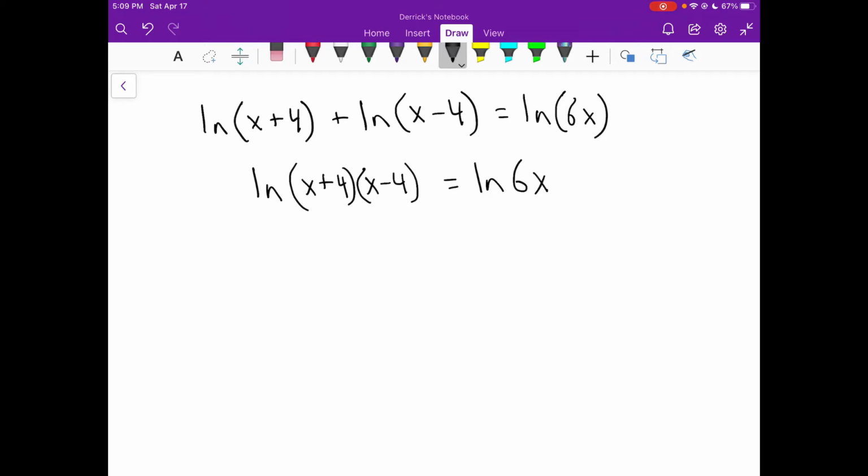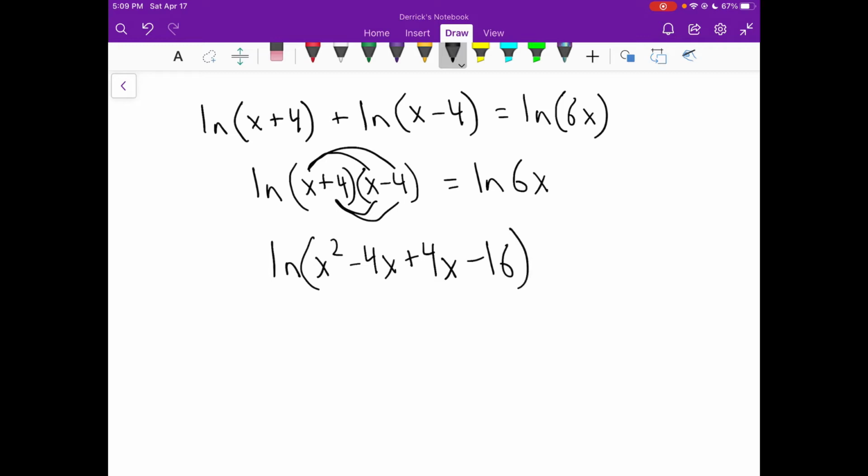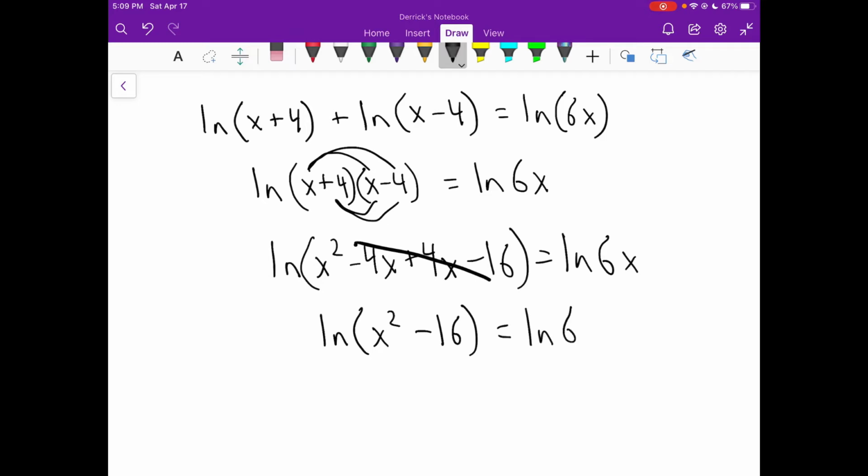So we need to take x plus 4 times x minus 4, and that would be foiling, right? We're multiplying two binomials together. X times x gives us x squared. X times negative 4 is negative 4x. Positive 4 times x is positive 4x. And positive 4 times negative 4 is negative 16. If we clean up a little bit, negative 4x and positive 4x cancel, meaning we really just have the natural log of x squared minus 16 equals the natural log of 6x.